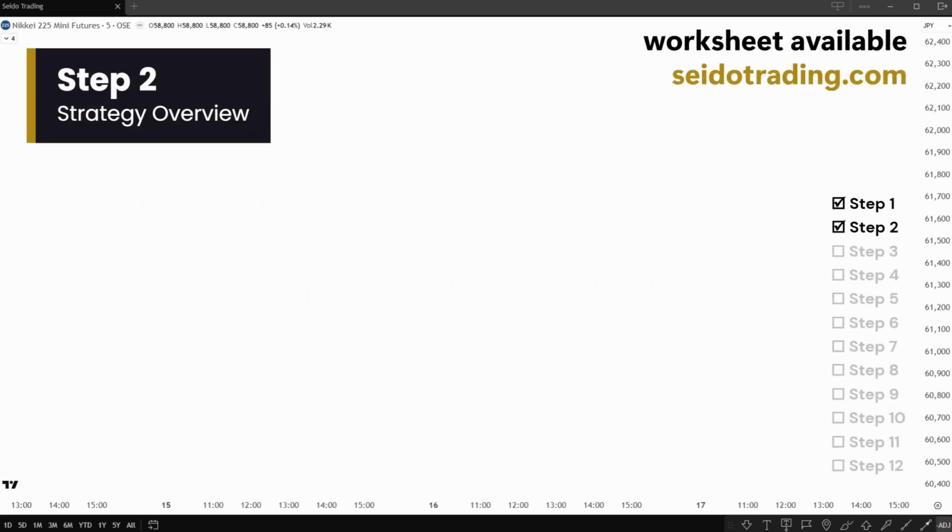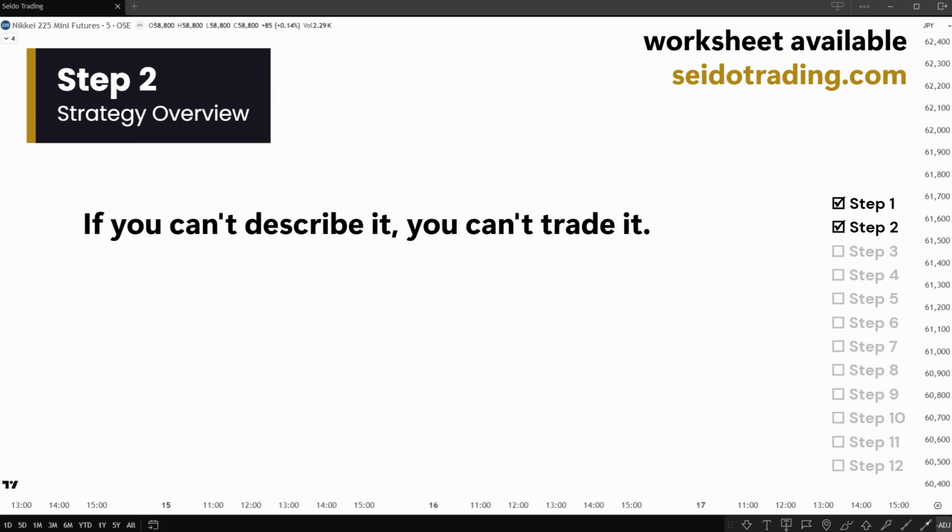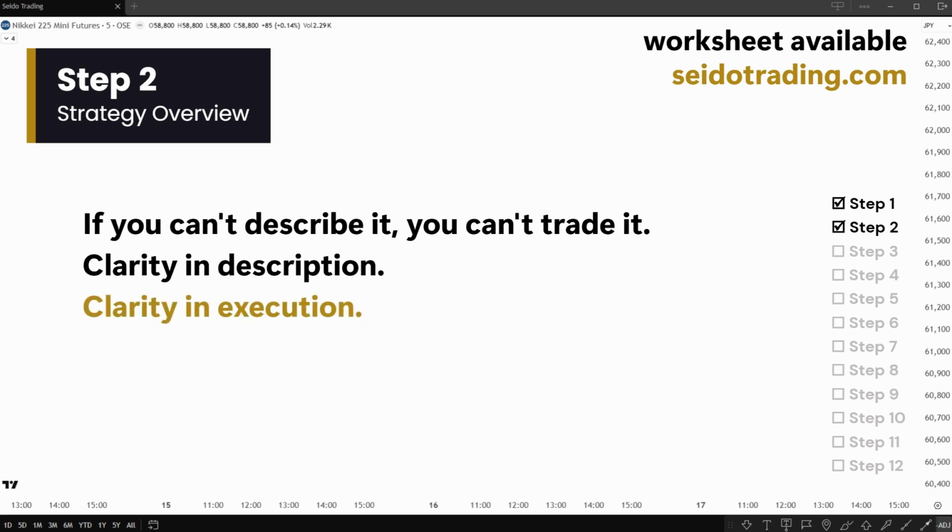Step 2. Strategy overview. If you cannot describe your strategy, it is not defined enough to trade. Ambiguity in your description is a warning sign. It means ambiguity will exist in your execution. Write this as though you're explaining it to another trader. If they could not identify the setup from your description, rewrite it until they could.